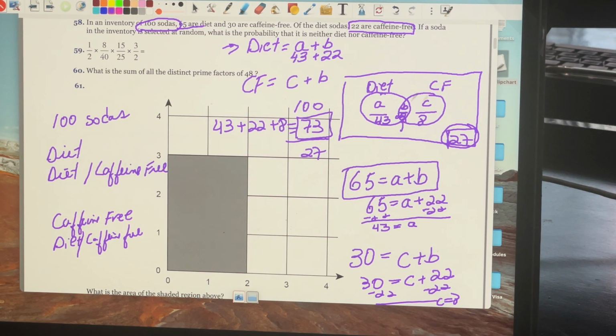Well, anyways, the probability is 27 to 100. So if you were to put all these sodas in a container and you close your eyes and you pick one up, the probability of you getting one that is neither diet nor caffeine free would be 27 out of 100. Okay.